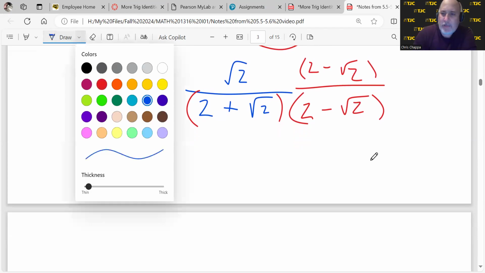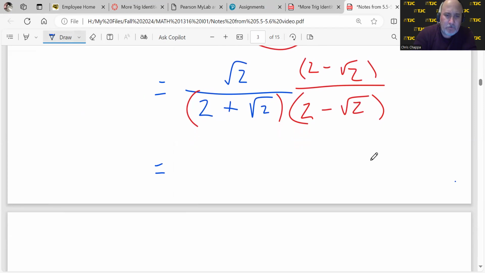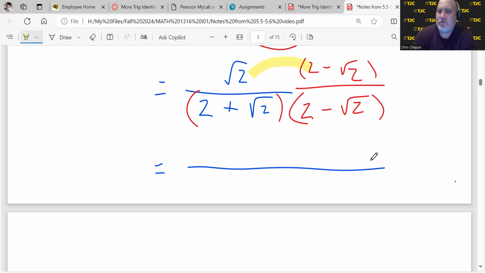Now, what happens as a consequence? Well, on the top, when we distribute, let's go yellow, the square root of 2 gets multiplied by the 2, which doesn't do anything. They just get put next to each other. But when I multiply it on the other side, something will happen. So on the top, we would get 2 times the square root of 2 minus the square root of 2 times itself, or the square root of 2 squared. But wait a minute, square roots and squares cancel each other. So it would just leave me with 2.